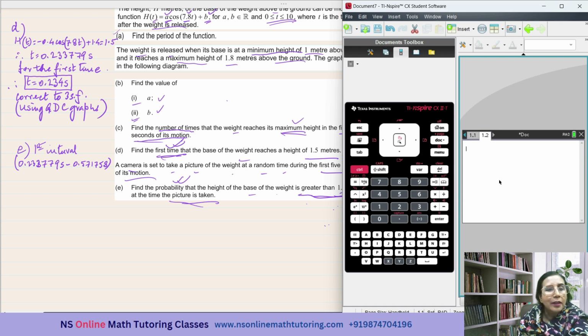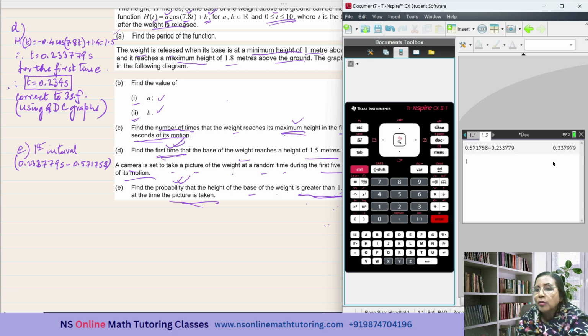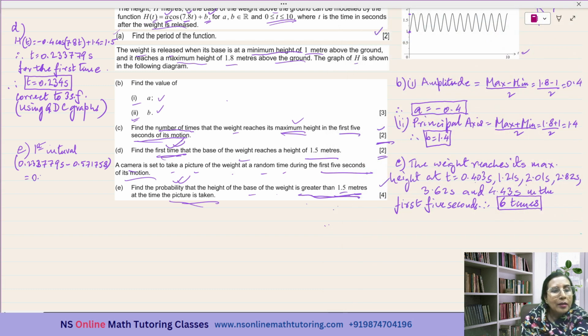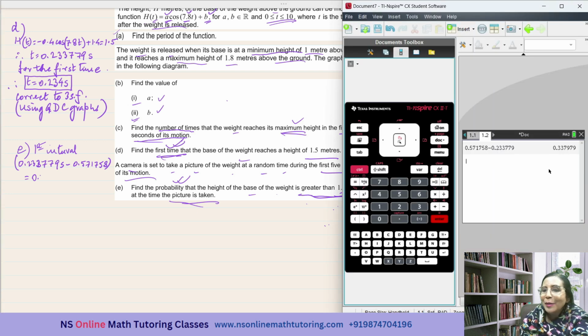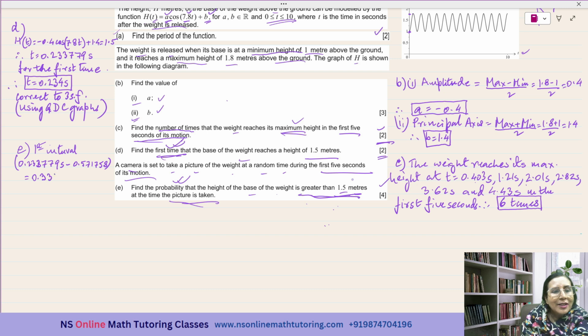Okay, and let me see the interval. 0.571758 minus 0.233779 is equal to 0.337979 seconds.